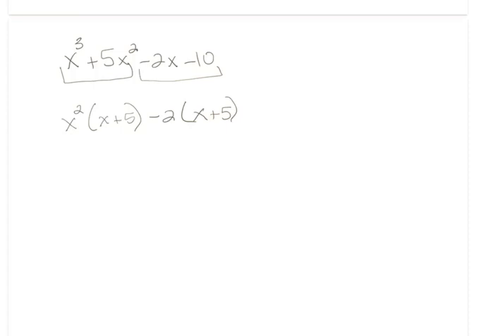So what do both of these terms have in common? That greatest common factor, x plus 5. And what are we going to be left with? X squared minus 2. Some fancy stuff today, huh? You guys want to try a couple problems on your own? Yes.